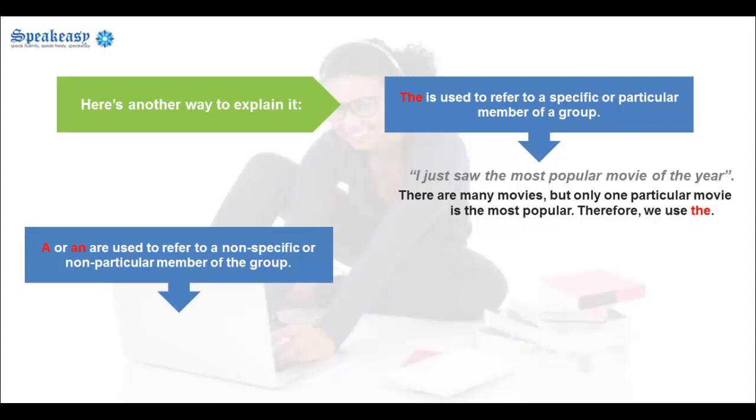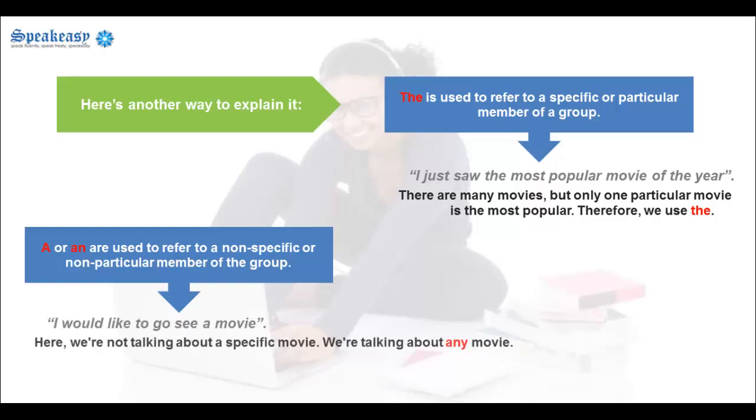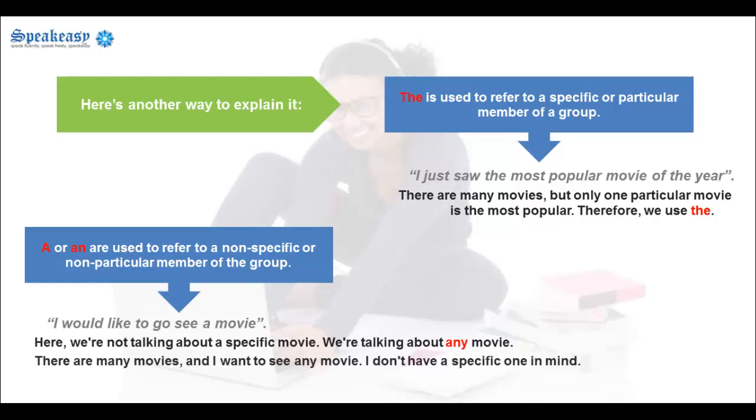A or an are used to refer to a non-specific or non-particular member of the group. I would like to go see a movie. Here, we're not talking about a specific movie. We're talking about any movie. There are many movies, and I want to see any movie. I don't have a specific one in mind.